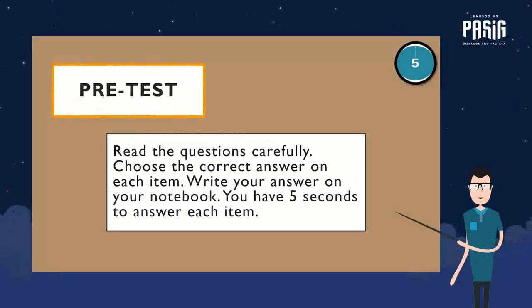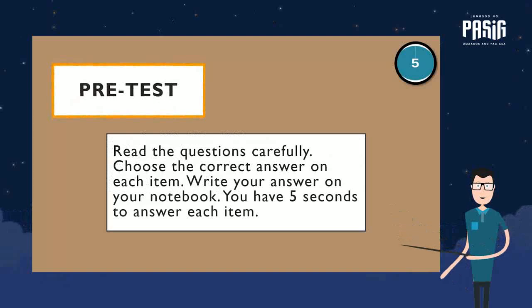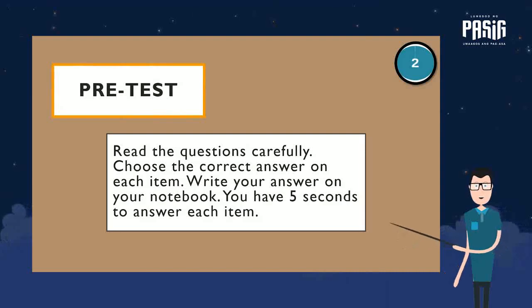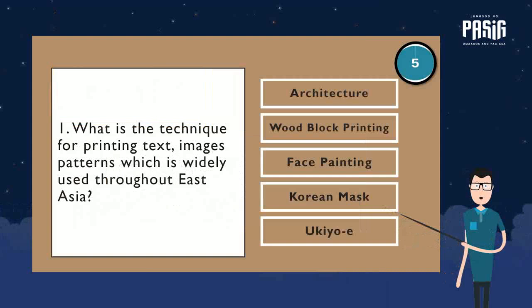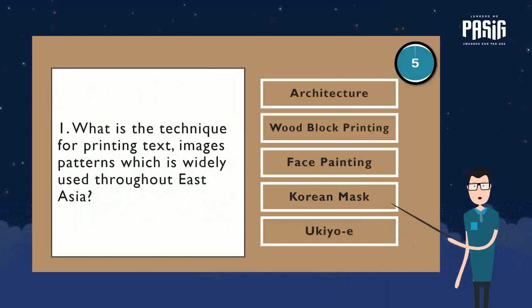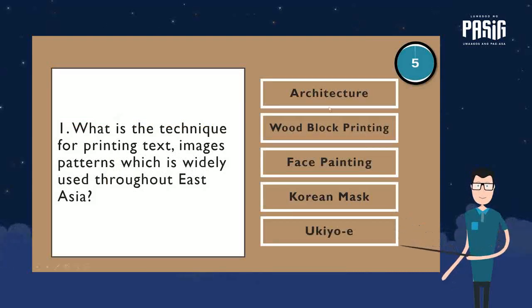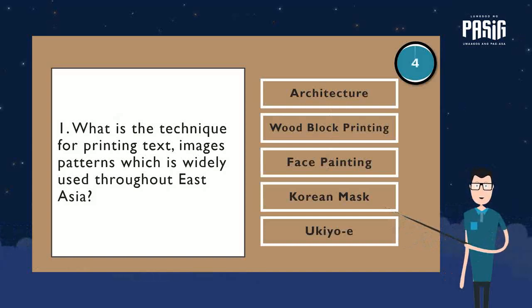Let's start with pretest. Read the questions carefully. Choose the correct answer on each item. Write your answer on your notebook, and you have 5 seconds to answer each item. Let's start. Number 1. What is the technique for printing text, images, patterns which is widely used throughout East Asia? Is it architecture, woodblock printing, face painting, Korean mask, or ukiyo-e? You have 5 seconds.